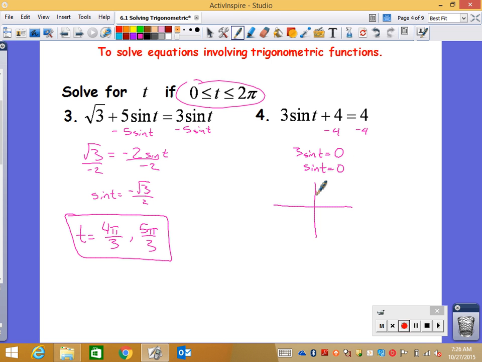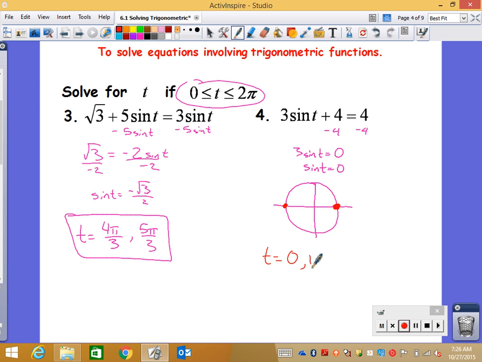Well, if we think about the unit circle here, my y value is 0 right there at 0. So my first angle, t is equal to 0. I don't go anywhere. I start at home base, and I have a y value of 0. My next one is right over here, straight to the left.